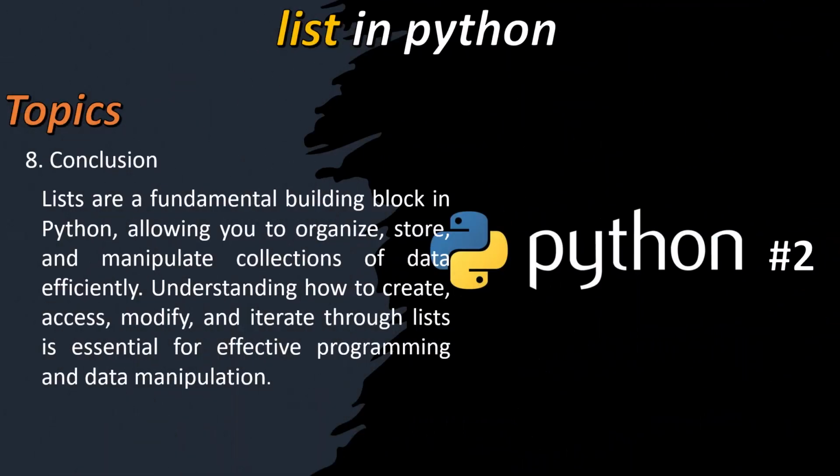Last topic, conclusion. Lists are a fundamental building block in Python, allowing you to organize, store, and manipulate collections of data efficiently. Understanding how to create, access, modify, and iterate through lists is essential for effective programming and data manipulation. I hope that has been clear, and now you have a better understanding of lists in Python.